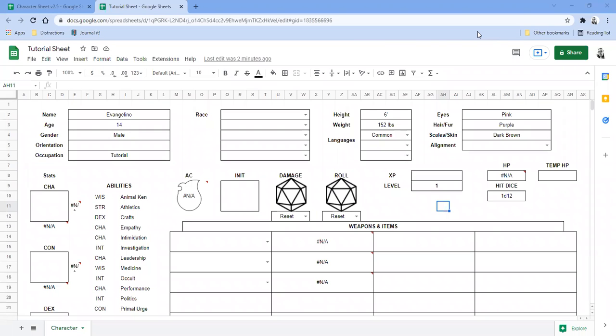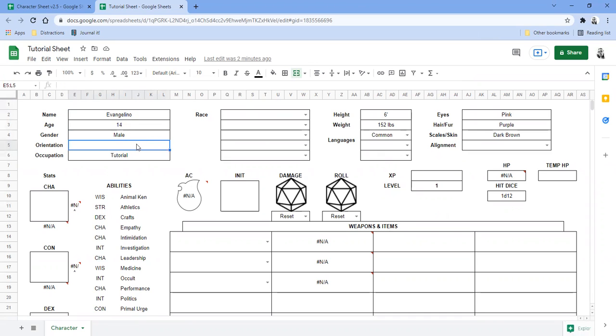Hey guys, today I'm going to show you how to make a character using my smart sheet. So today I've made up just a random name, age, male, it's just a tutorial, not important. I filled out all the things that don't necessarily matter. So you can have whatever name, age, gender.